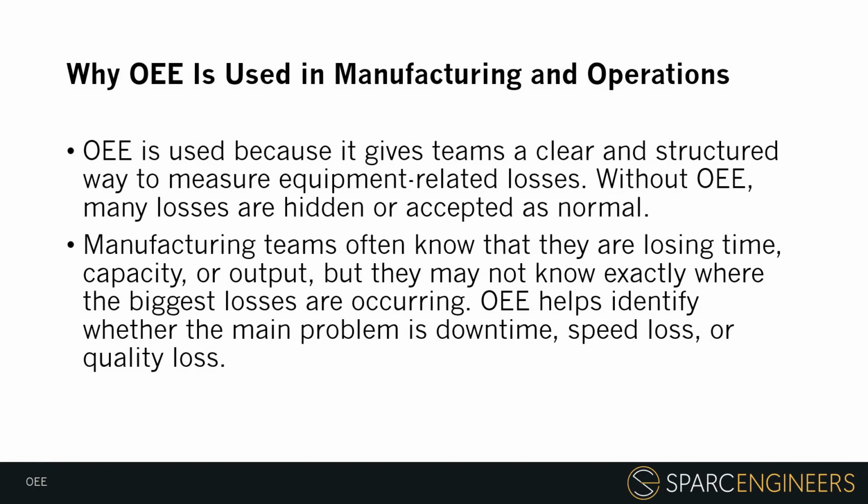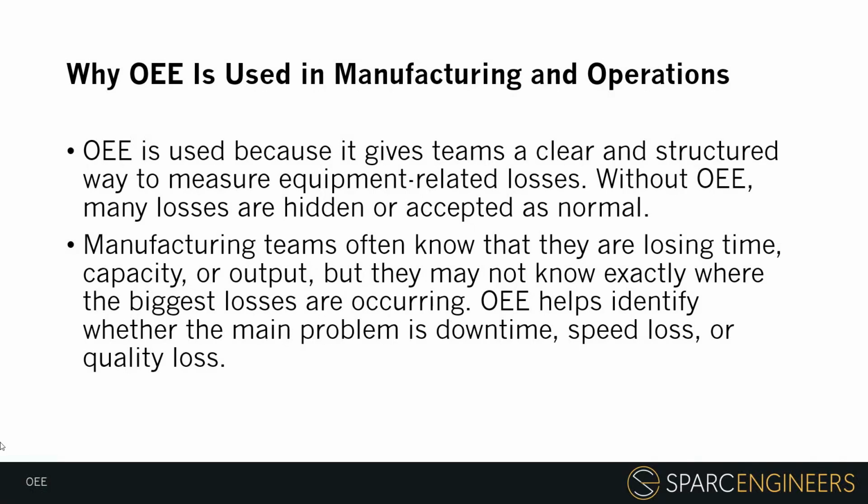OEE is not used simply because it is a common manufacturing metric. It is used because it helps teams understand how well their equipment and processes are actually performing during scheduled production time. In many operations, people know that production is not performing as well as it should. They may know that the line feels unreliable, changeovers take too long, operators are fighting repeated minor stops, or quality issues are reducing output. But without a structured measurement system, those losses can remain unclear or subjective.